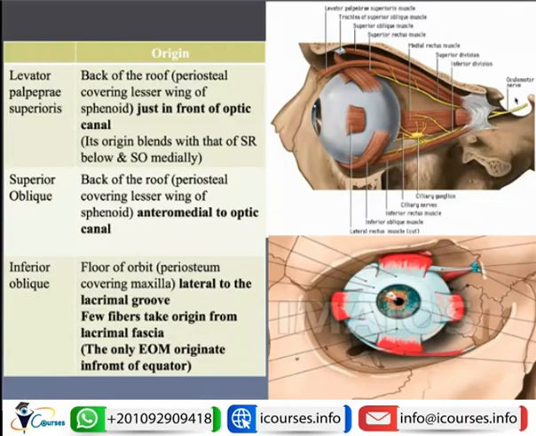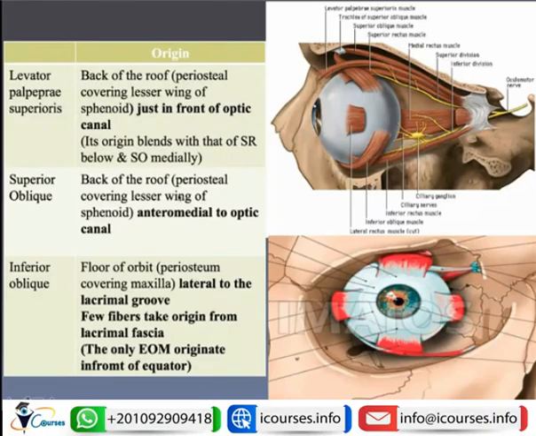So it is just in front of the optic canal. From the periosteal covering of the lesser wing of sphenoid, the levator palpebrae superioris takes origin. The origin, as you can see here, is fused with the origin of the superior rectus below and the superior oblique medially. So just below the roof, we have the levator palpebrae superioris, then just below it the superior rectus, and medial to them will be the superior oblique. All of them take origin together, or the origins blend together.